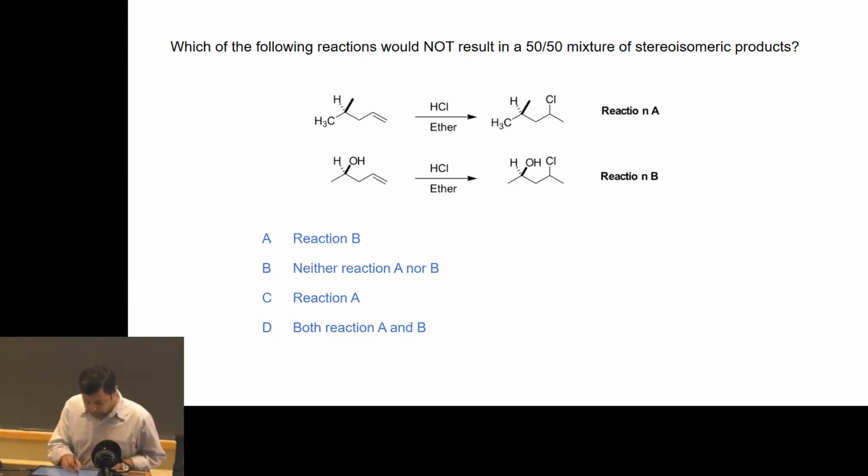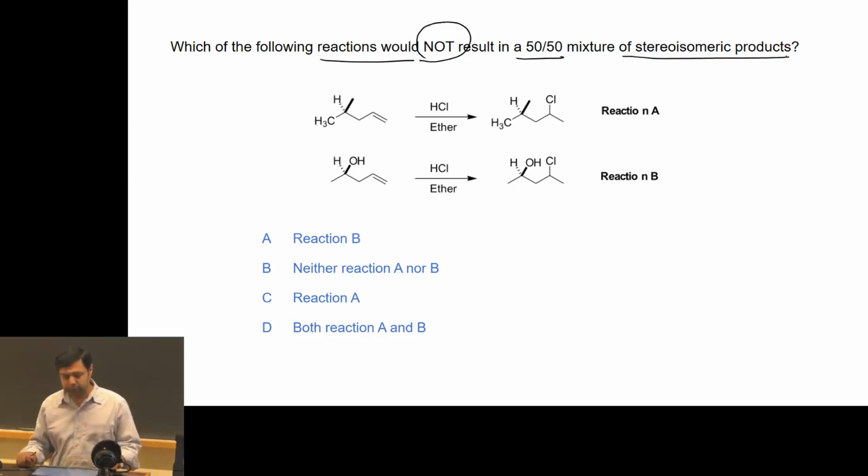Which of the following reactions would not result in a 50-50 mixture of stereoisomeric products? As we have learned in the last lecture, the only time you will get 50-50 is when your products are enantiomers. That is the only time you'll get a 50-50 mixture. So you're asked which of the reactions will not give a 50-50. It means you're looking for products that are not enantiomers. Alright. So let's take a look at both these reactions.